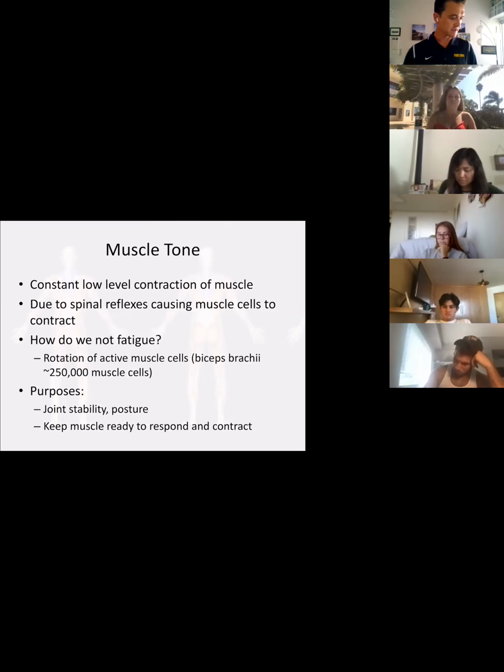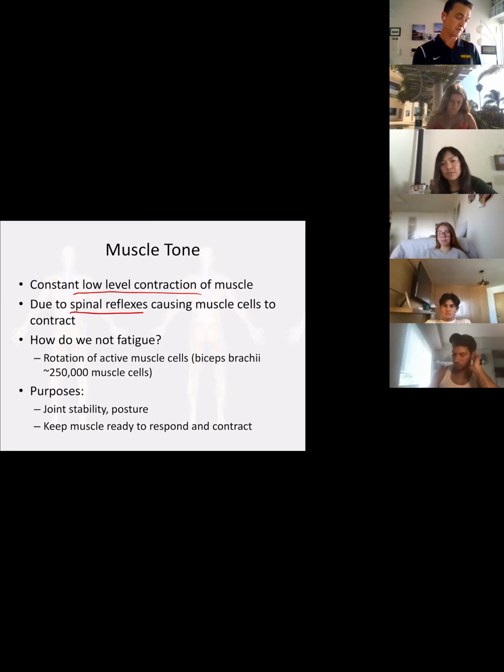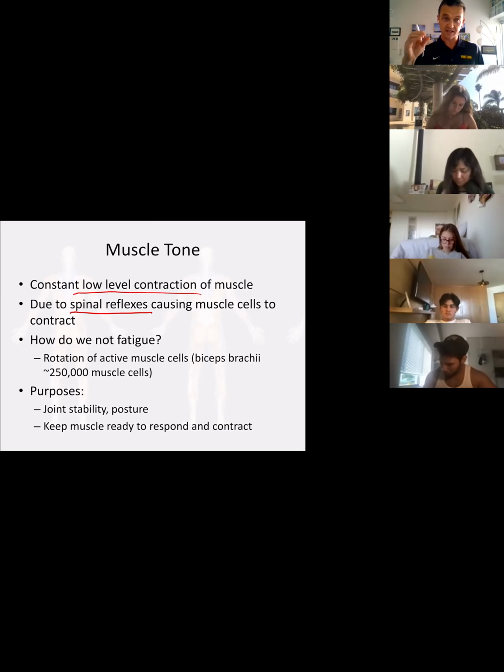I've already talked about it some, but again, it's this constant low level of contraction of muscle, and this is not something that we consciously have to think about. This is due to spinal reflexes, meaning that the brain doesn't really have to be involved. It's using the spinal cord to contract muscles to the right degree. Okay, and this does things like helps us keep our posture. Right, it helps us keep our muscles kind of a little bit contracted and ready to contract hard if we need to.